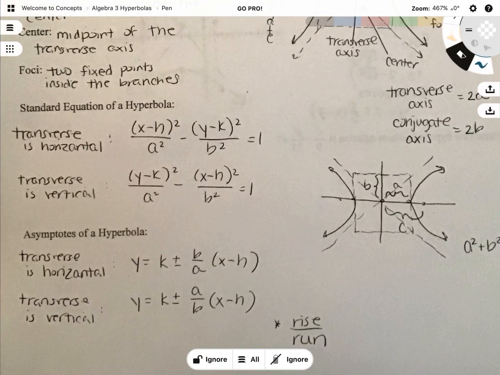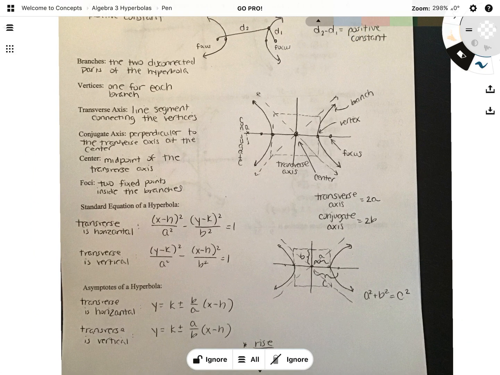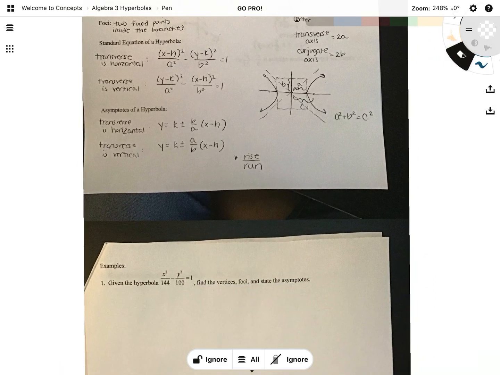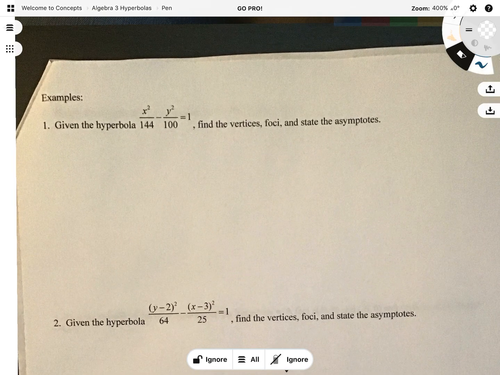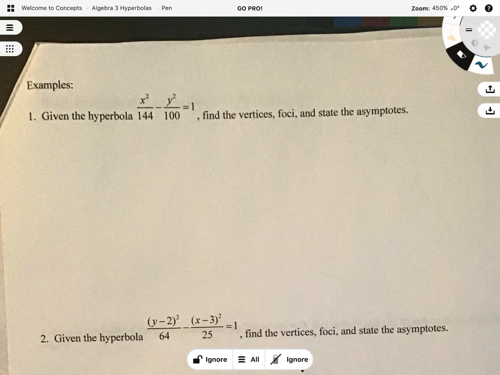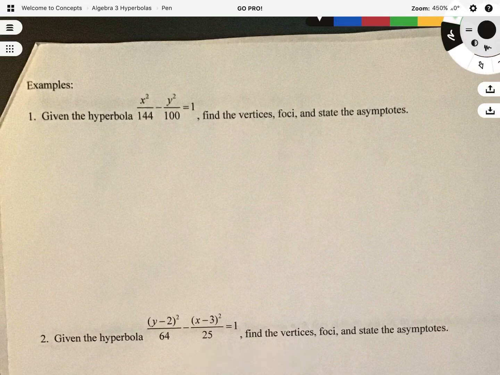Okay, let's go back here. So we basically covered all this in the previous video, so I'm not going to spend too much time on that. I want to go over some more examples because I want to do some examples with you guys. Given the hyperbola x squared over 144 minus y squared over 100 equals 1, find the vertices, foci, and state the asymptotes. I want you to pause it and try to work through this problem first, and then see how you did.